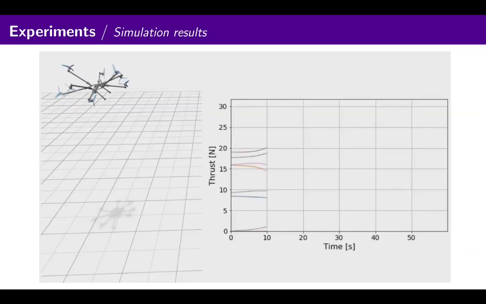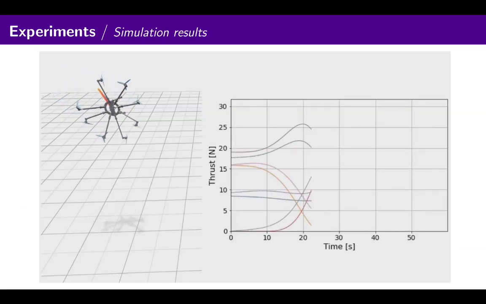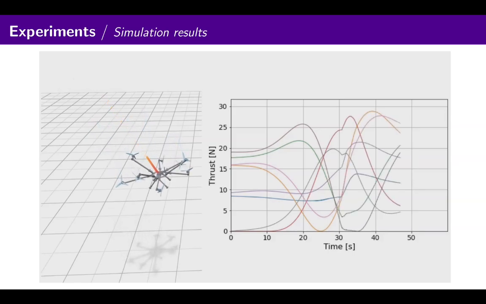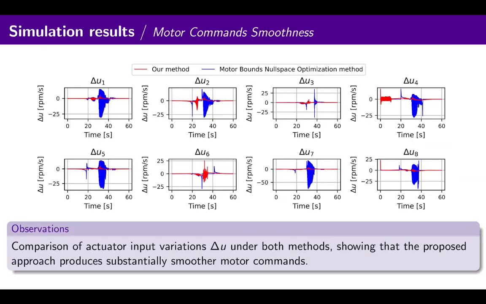In this video, the OmniOcta moves to a final position while performing a full rotation about the y-axis, following a 7th-order polynomial trajectory to ensure smoother velocity, acceleration, and jerk. This block compares the actual motor output variation for each actuator under both methods, confirming the substantially smoother motor command profile achieved by the proposed approach.